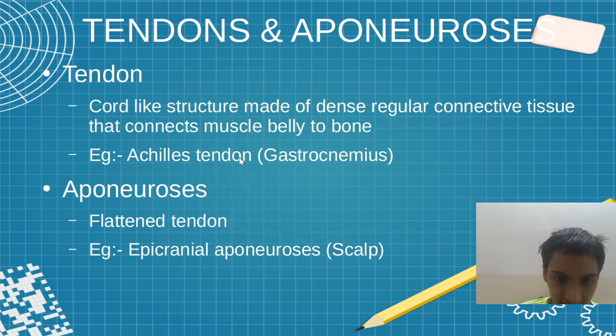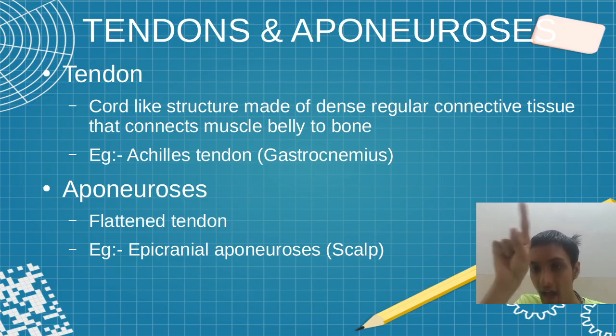Example, the Achilles tendon of the gastrocnemius. In Vishram Singh, please go and observe in the textbook for every muscle. The author has specifically drawn a green color strip after the muscle belly to indicate the tendon.